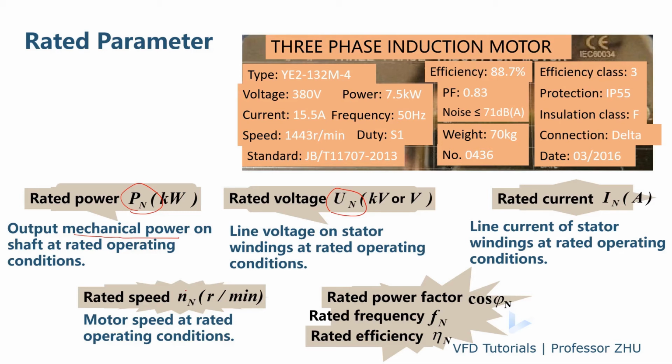For the induction motor, the actual speed is always less than the synchronous speed. And also we have the power factor of the motor. And also the rated frequency is 50 Hertz or 60 Hertz. And also the efficiency of the motor. Efficiency you can get by dividing the output mechanical power by the input electrical power. Then you get efficiency.